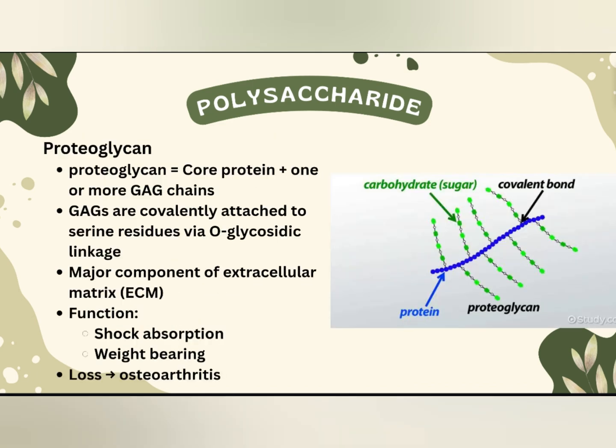GAG can combine with a core protein to form proteoglycan, which is a major component of the ECM and functions as shock absorbers and weight bearing. A loss of GAG or proteoglycans can lead to osteoarthritis.